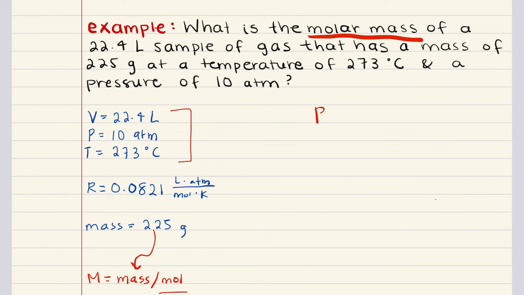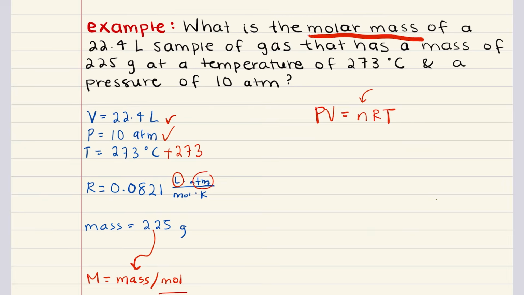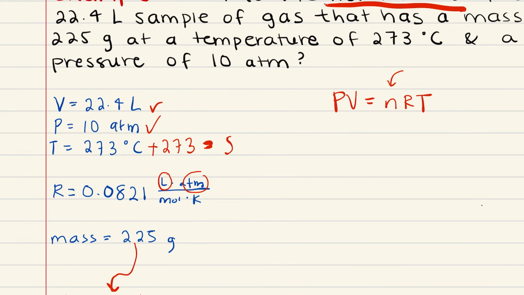So we're going to use PV equals nRT to solve for moles first and foremost. Now let's make sure that all our variables are in their appropriate units. Volume is in liters, check. Pressure is in atmosphere, check. Temperature is in degrees Celsius. Let's go ahead and convert that to Kelvin by adding 273. We get 546 here, Kelvin. And now we're good to go.